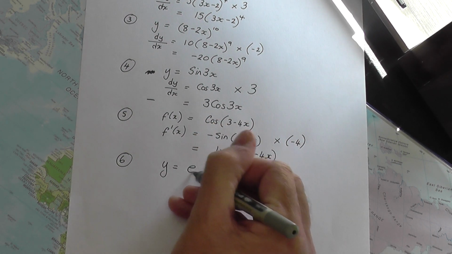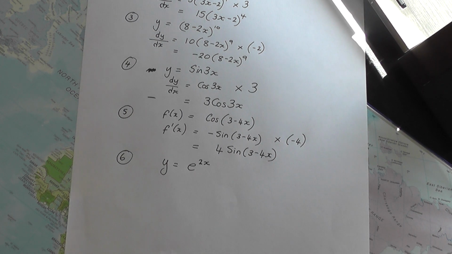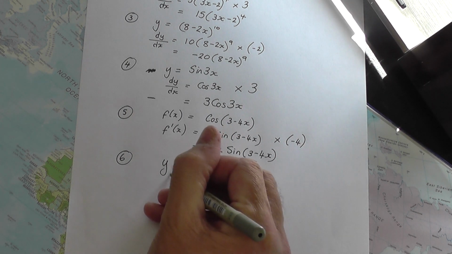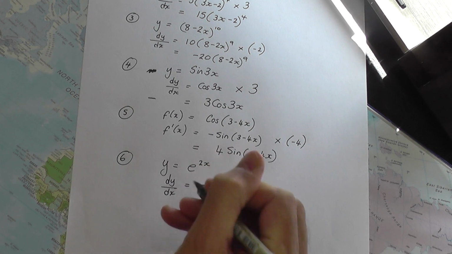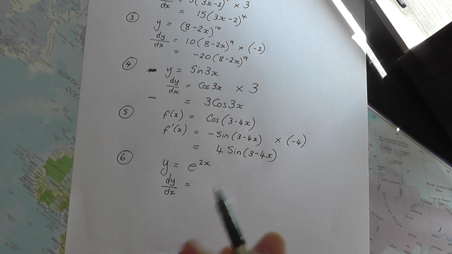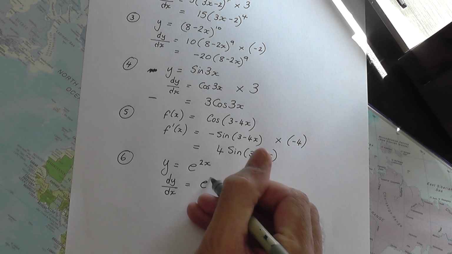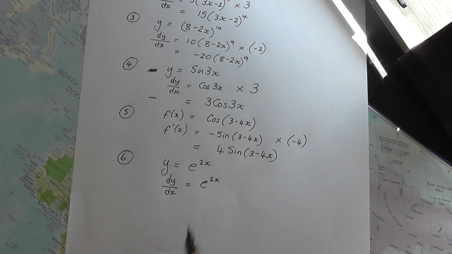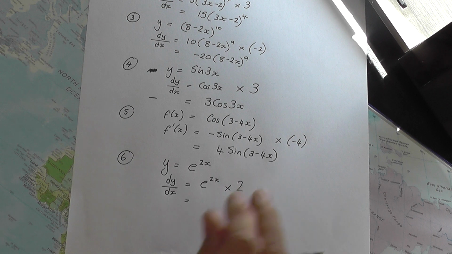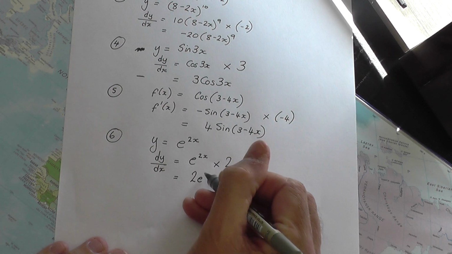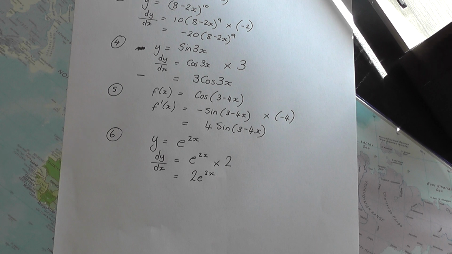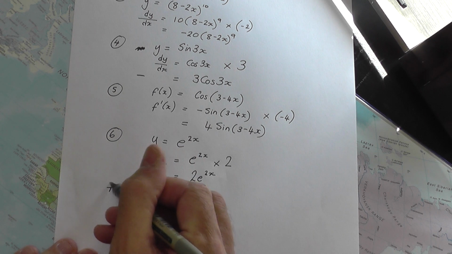Y is equal to e to the 2x. Okay, so dy by dx is equal to, straight to the answer, you've got a 2x function and it's being acted on by the exponential. The exponential takes priority. So exponential, differentiate it, you get the same exponential, so you get that. You then go to the 2x, you differentiate 2x, you get 2, and you multiply by that 2. Simplify this, and you end up with 2e to the 2x. As easy as that.